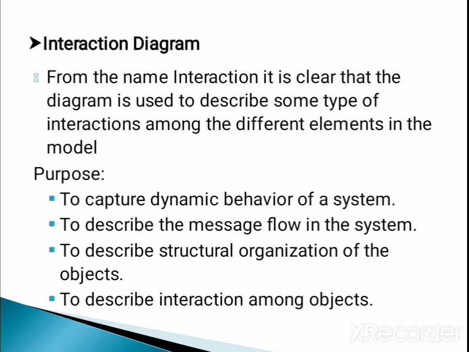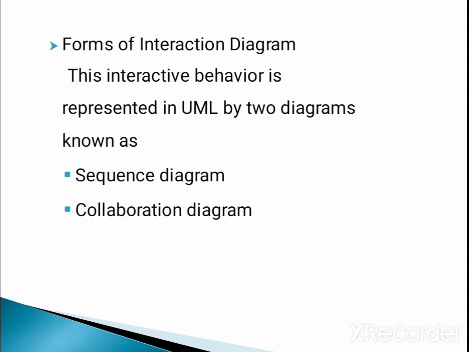Interaction diagram. Interaction diagram is used to describe some type of interaction among elements in the model. Purpose of interaction diagram: capture dynamic behavior, describes message flow in the system, structural organization of the object, and interaction among objects. The interaction diagram is of two forms: sequence diagram, collaboration diagram.